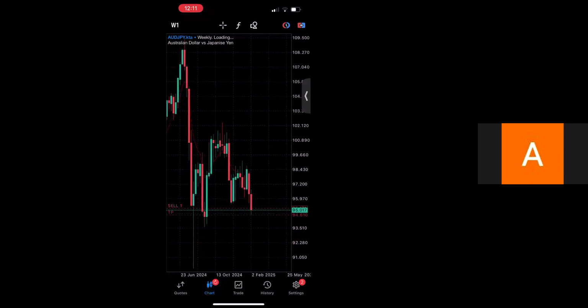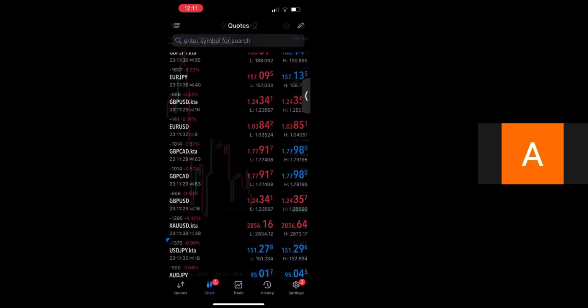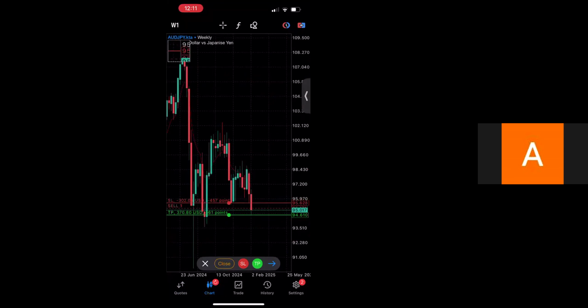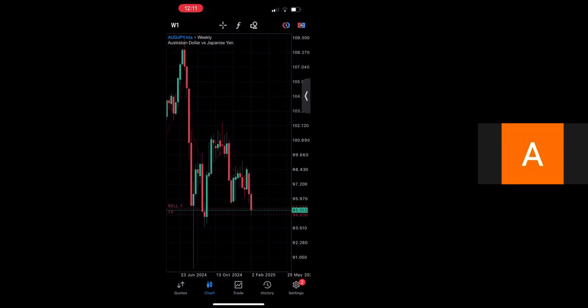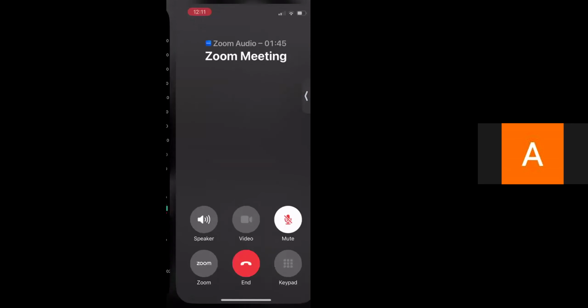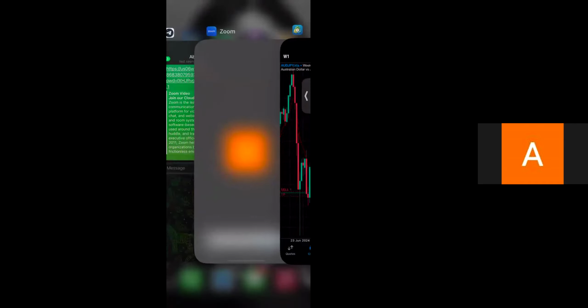The same thing, if I put my stop loss on top of this place here or anywhere, you can see how much I'm bound to lose as well. So that's just how it works. That's all you need to know about pips and lot sizing.